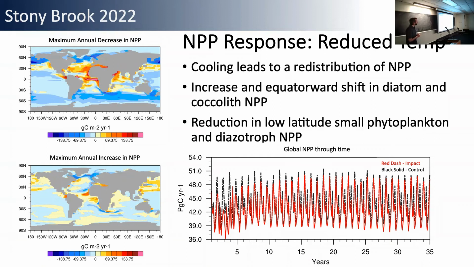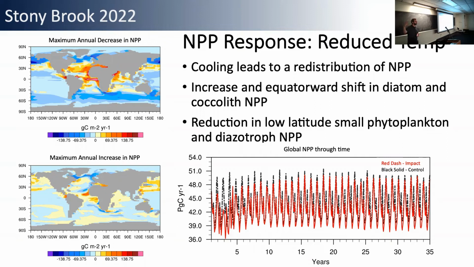So again, here I'm looking at the temperature response. And just a few things to point out is that overall, this cooling leads to a reduction in net primary productivity in our simulations. But it's not a uniform reduction. What we seem to get is a shift in where our productivity is occurring, and particularly these high latitude PFTs, so to speak, are able to move equatorward as it gets colder.